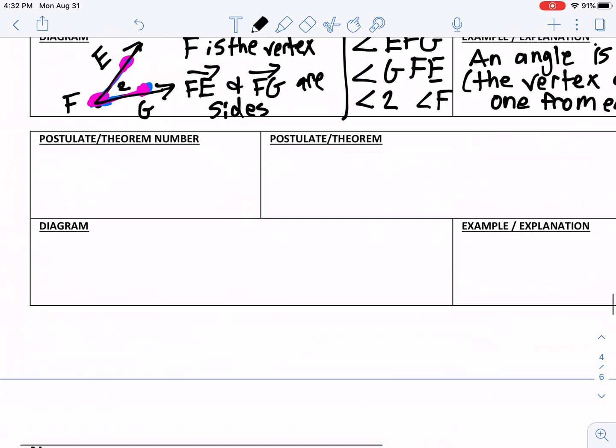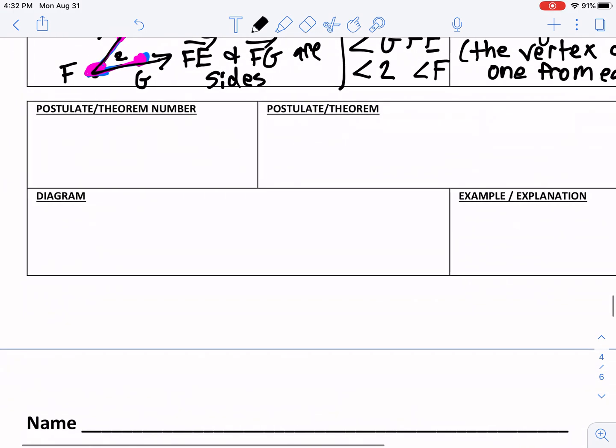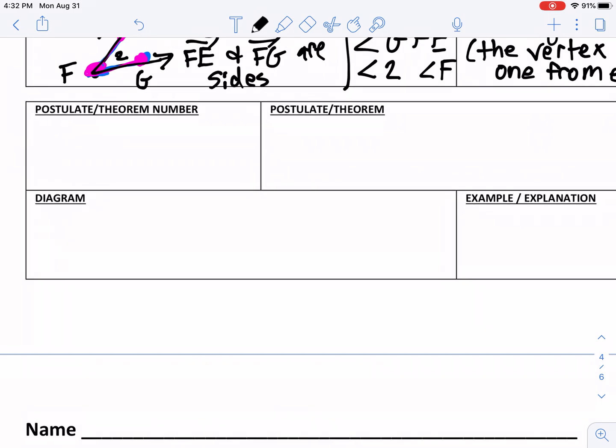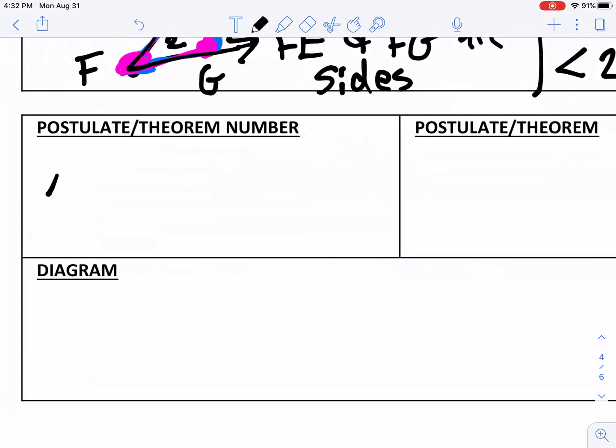Now, before I move on to other definitions, I want to talk about the first postulate we're going to look at, which is the angle measure postulate.